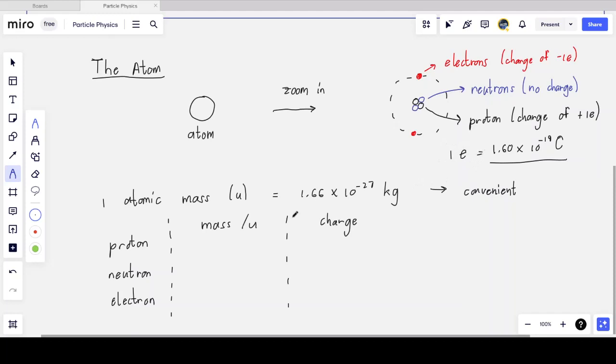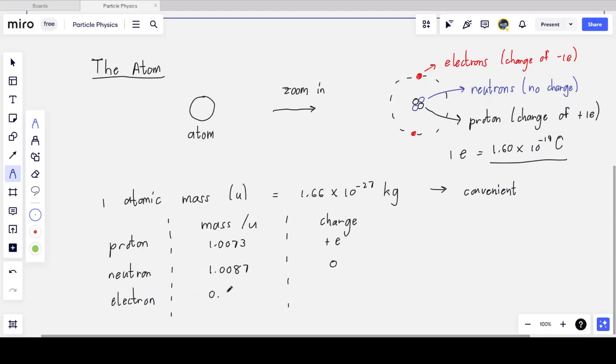So 1e, remember, is 1.6 times 10 to the minus 19 coulombs. The mass of a proton is almost identical to the atomic mass unit, it is 1.0073, and the charge is plus 1e. For the neutron, the mass is very similar. It's close to 1 atomic mass unit, but slightly different. Inside the nucleus, it's 1.0087 atomic mass units, and it has no charge.